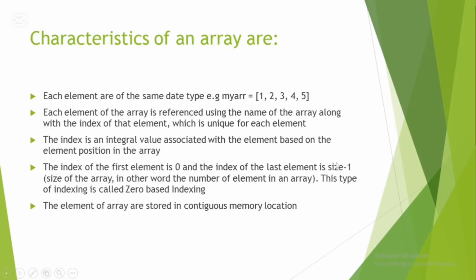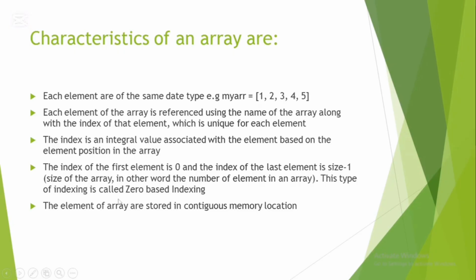So as we've said before, this will be 0, 1, 2, 3, 4. You can see we have 5 elements here, but the first index is 0 and the last index is size minus 1. What do you mean by size minus 1? That's the size of the array, in other words, the number of elements in an array. So we have 5 elements in this array, which tells us that the last element will be size minus 1. That's 5 minus 1, so the last element will have the index 4. That's 0, 1, 2, 3, 4.